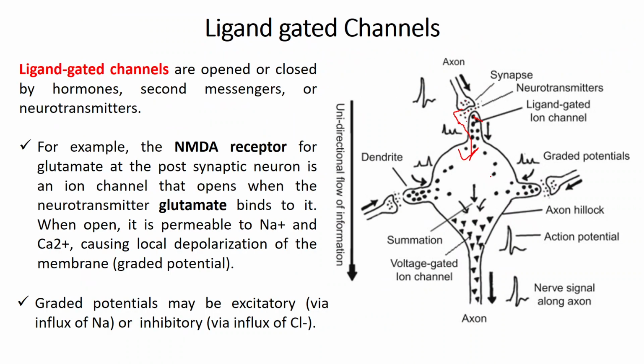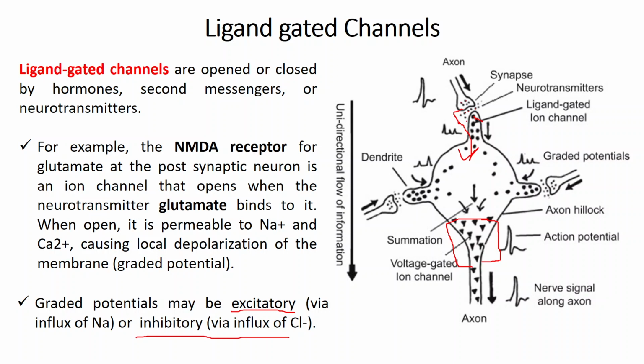So what is the difference between a graded potential and an action potential? One of the differences is that the graded potential is short as a signal, okay? And also it can accumulate, it can summate, in order to bring the axon hillock to depolarize to the threshold, okay? And a graded potential can be excitatory and it can be inhibitory as well. What do we mean by that?